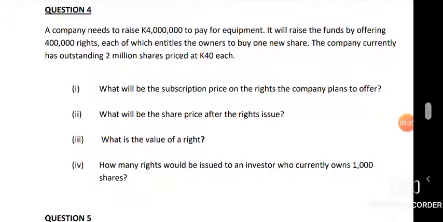Part 2 is asking: what will be the share price after the rights issue? Let me share the screen on the formula that you need to calculate the share price after a rights issue.